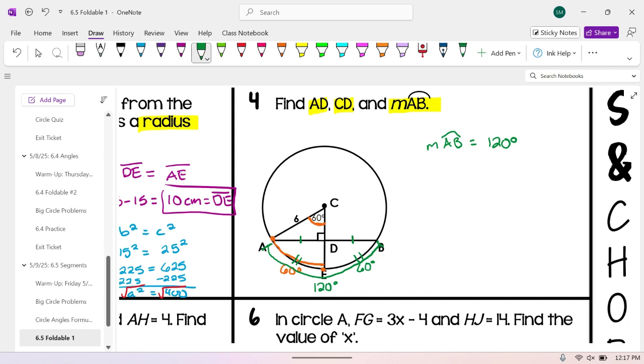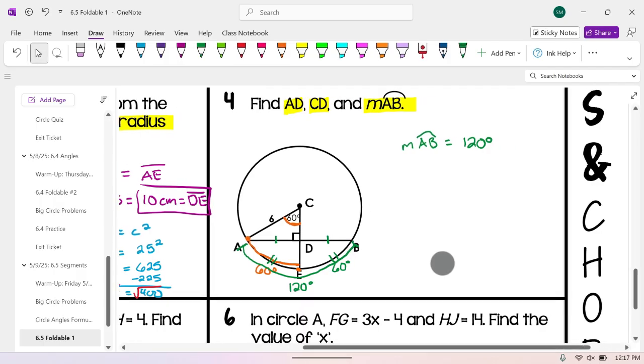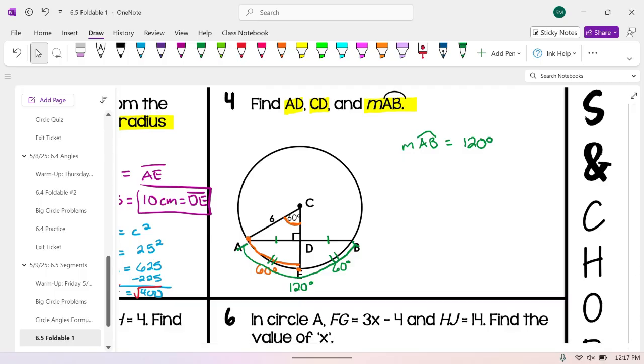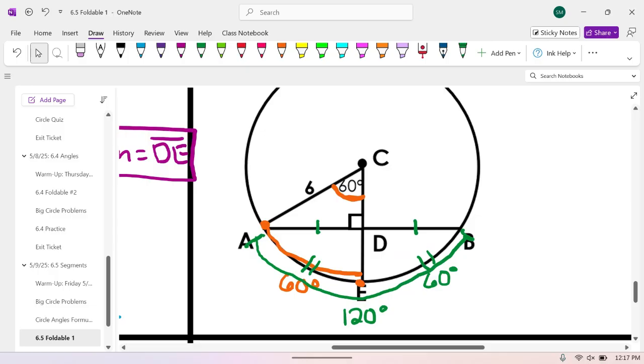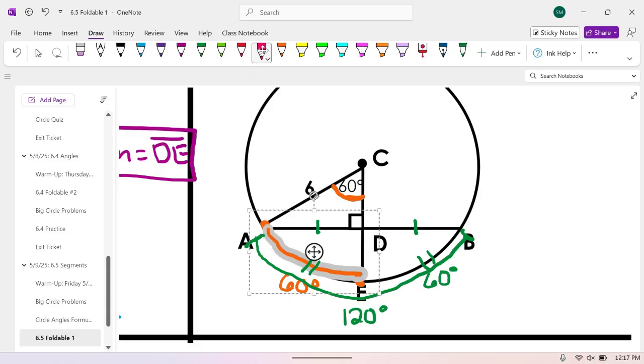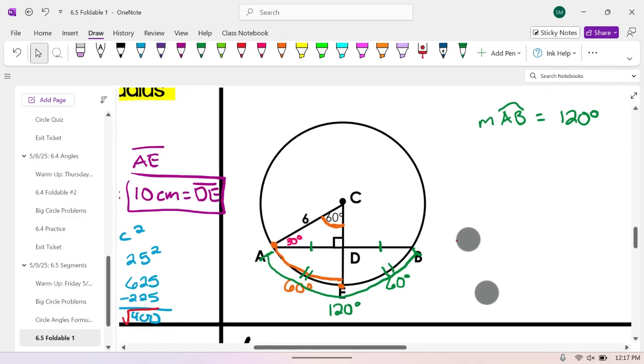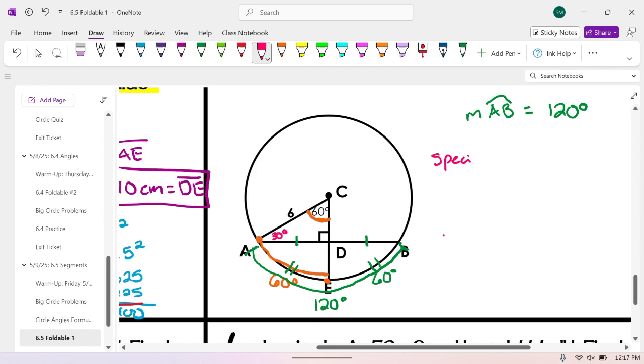You guys remember back in Math 2 with your special right triangles? Do you guys remember a 30, 60, 90 triangle? So, if we look at this triangle, is it not a 30, 60, 90 triangle? We got one angle that's 90, one angle that's 60. So that means this other angle has to be what? 30. So we do have a 30, 60, 90 triangle, so we can use the special right triangle for a 30, 60, 90 triangle.